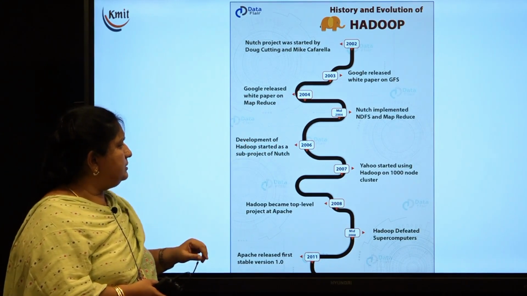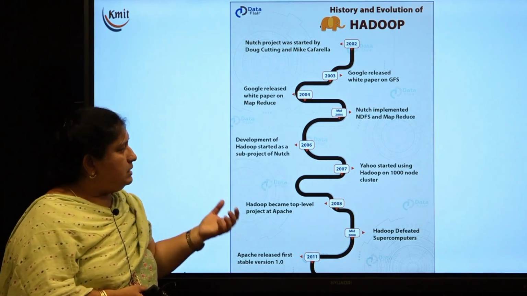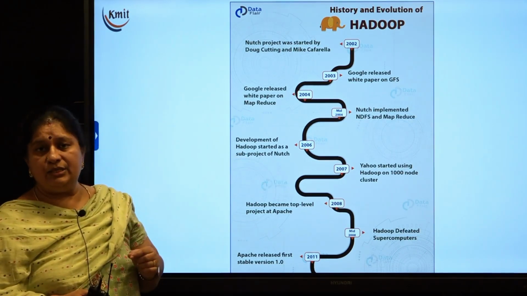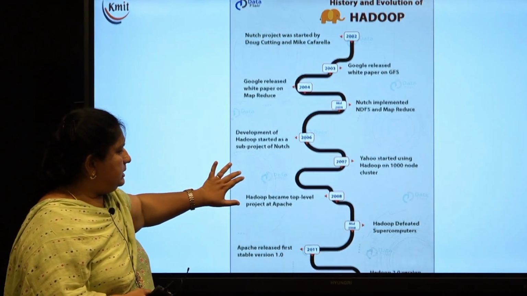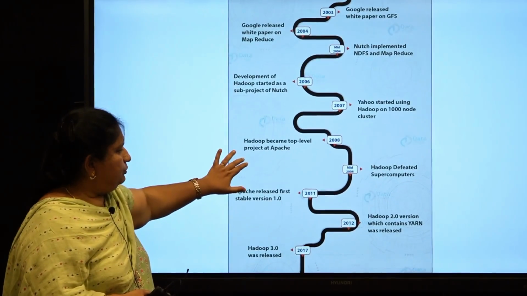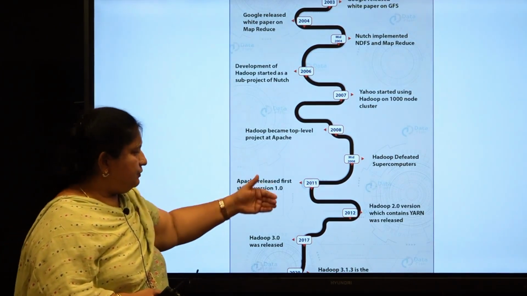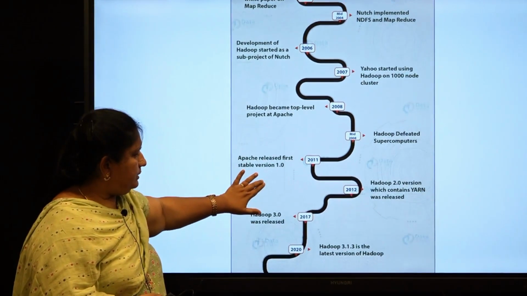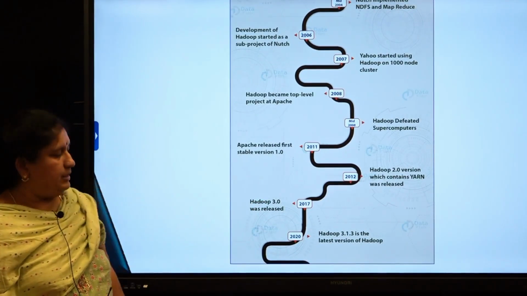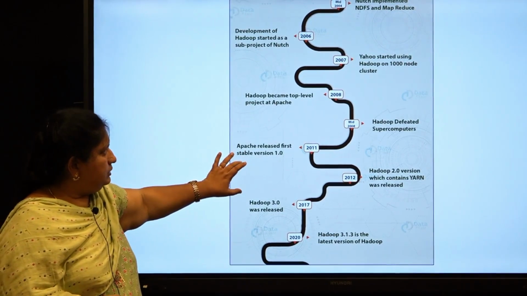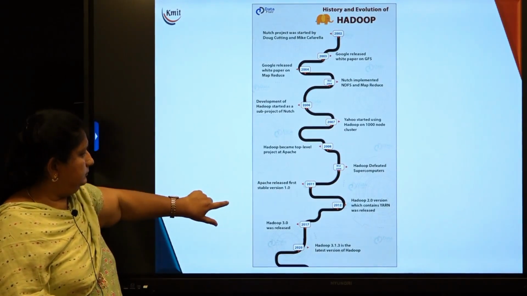Later in 2006, Hadoop started as a separate project, and in 2007 Yahoo started working on a cluster built with 1000 nodes. Then in 2008, almost the first version of Hadoop was released by Apache, followed by the rest of the versions, and from 2020 onwards we are working with Hadoop 3.1.3. So, this is the journey of Hadoop so far.